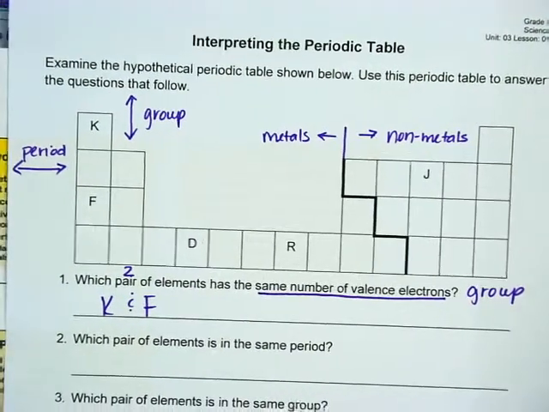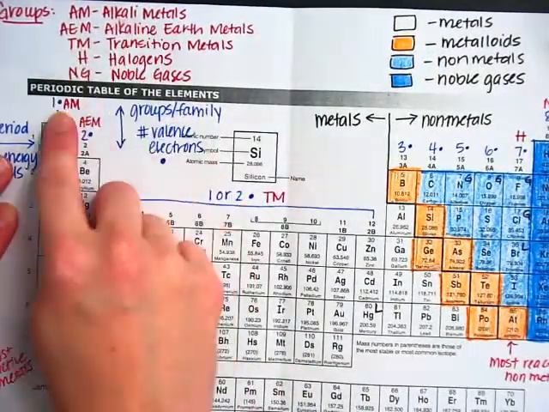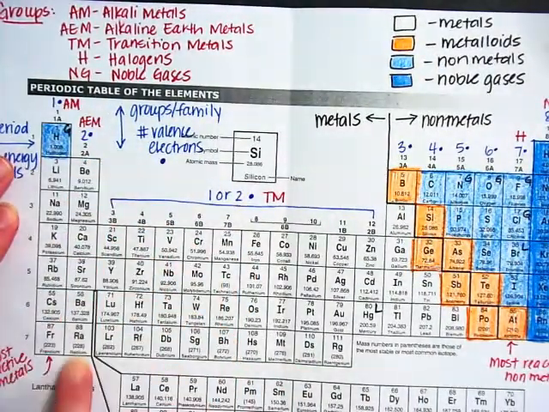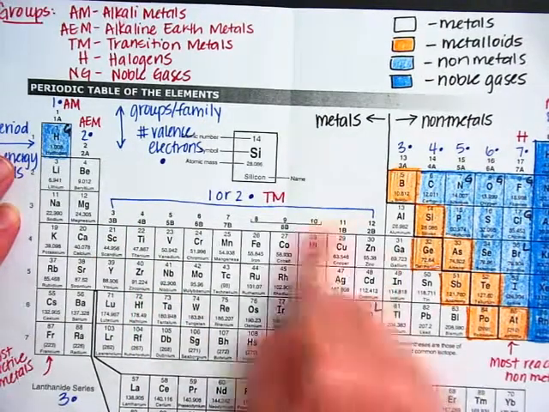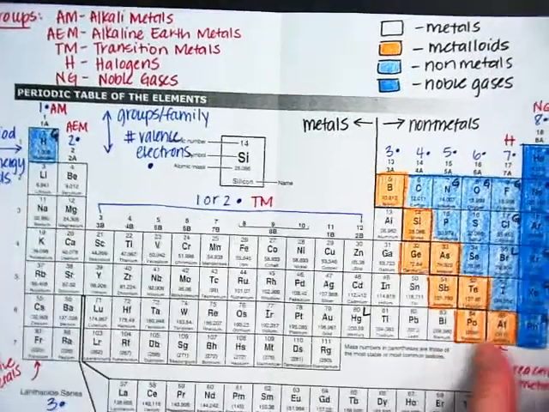Okay, until the bell rings, we're going to keep going because I want to review with you. If you look at your periodic table, we're going to talk about each of these groups. The alkali metals, alkaline earth metals, and transition metals are all this section. Then we have our halogens and our noble gases. We're going to talk about each of those in a little bit more depth.